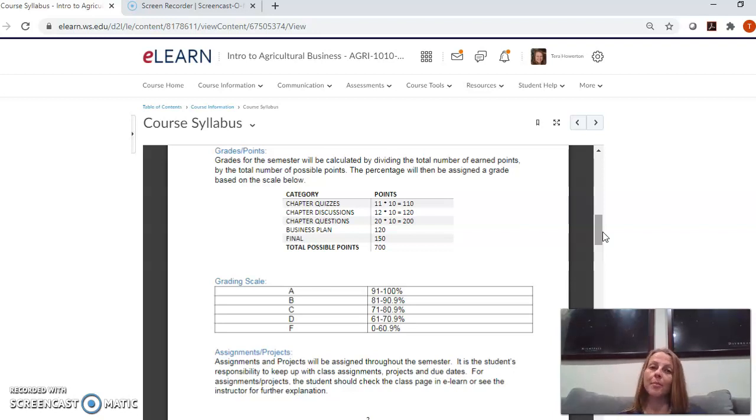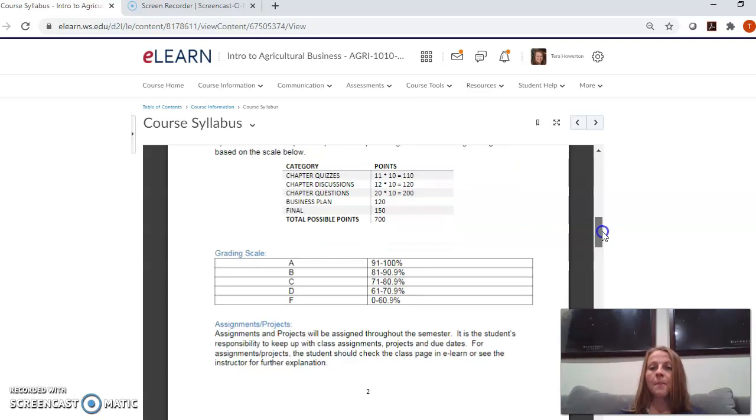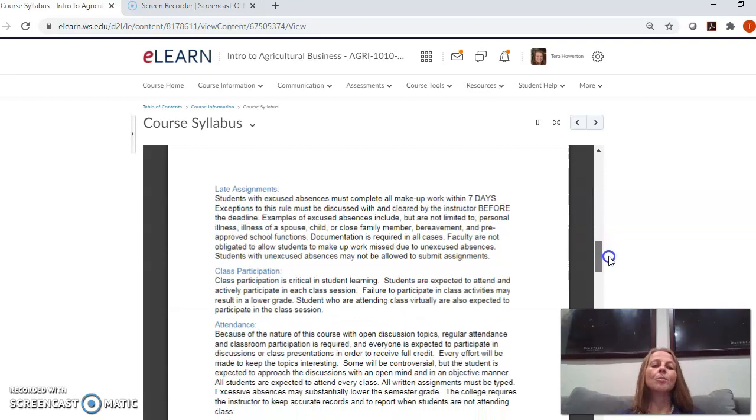So make sure you don't get behind throughout the semester and that you keep up with all of the assignments so you are best prepared to take the final. We will take all the points that you have. We will divide that by the points that were possible, and whatever your percentage is will determine what your grade is for the class. You can see the way that those grades break out here. I'll scroll down a little more and mention late assignments.